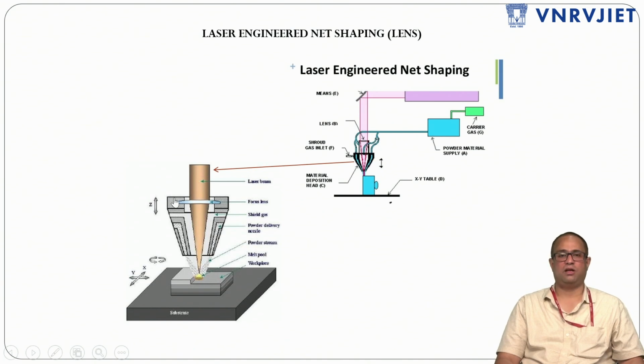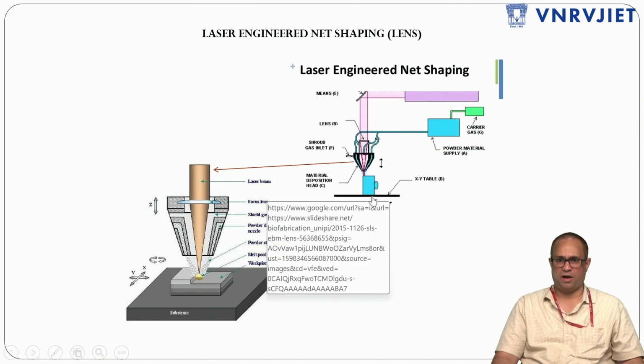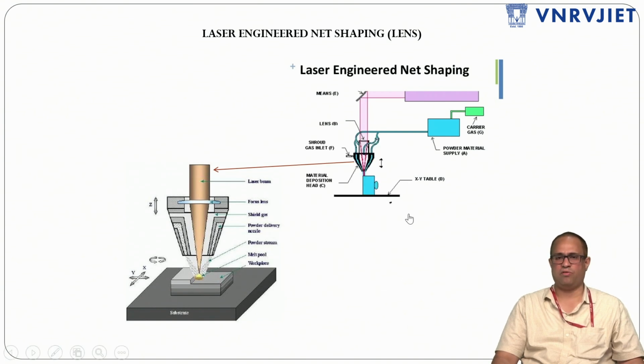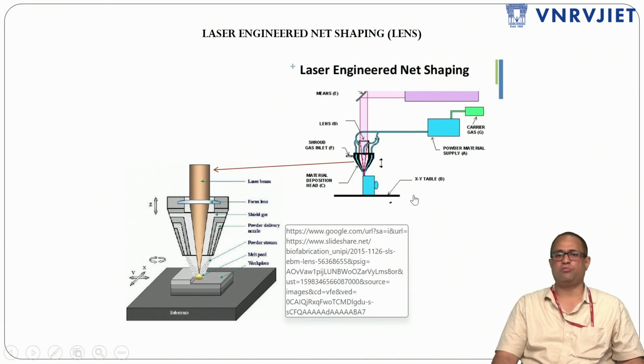And laser engineered net shaping. This is purely for metal additive manufacturing. So this comes under a DED process, direct energy deposition. So here, this elevator platform, called the elevator XY table, is going to be moved along with the nozzle.